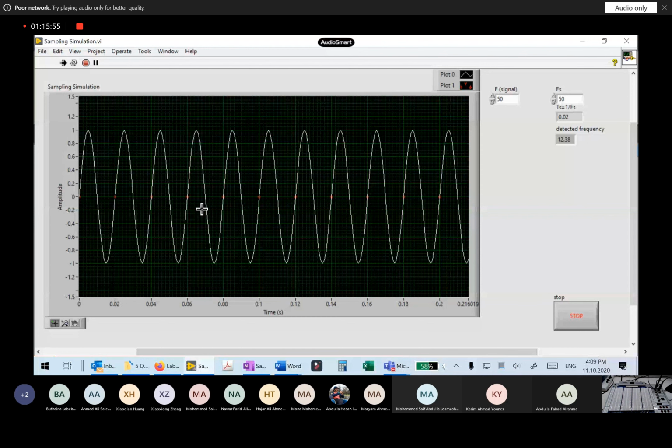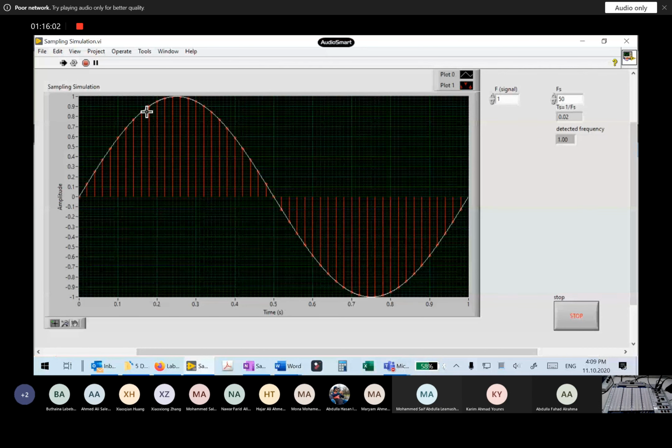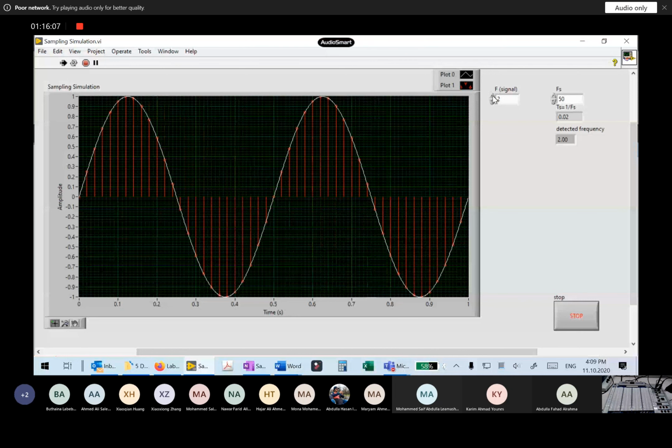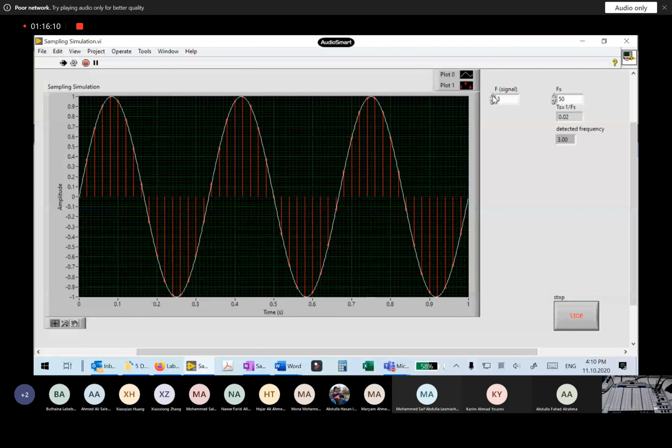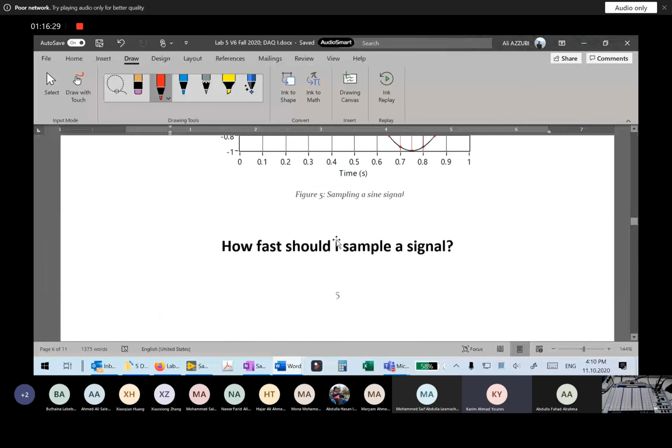Again, for low frequencies like this, if I put 1 Hertz, my acquisition is good. I can see the shape of the signal. But when I raise the input signal frequency, I start losing information. All right. Okay, Shabab, do you understand, or does it look unclear for you? Yes, we do, Mr. Ali.